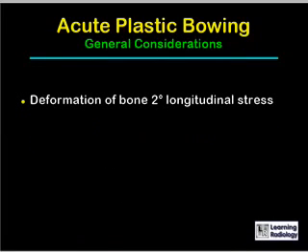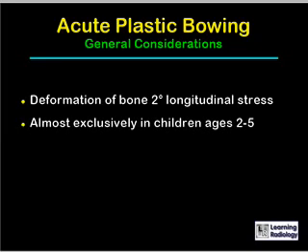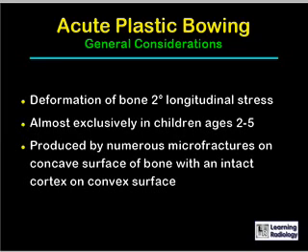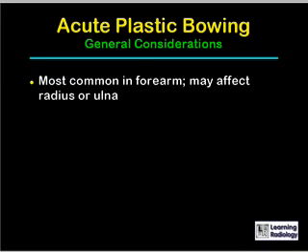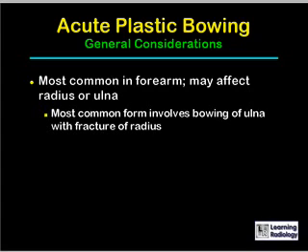Acute plastic bowing is a deformation of bone secondary to longitudinal stress placed upon that bone. It occurs almost exclusively in children ages 2 to 5. It actually is numerous microfractures on the concave surface of the bone with an intact cortex on the convex surface. It is seen most commonly in the forearm and can affect either the radius or the ulna. The most common form involves bowing of the ulna with a fracture of the radius.